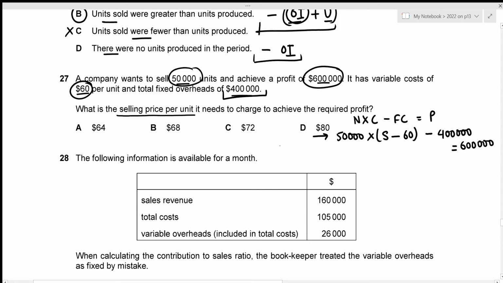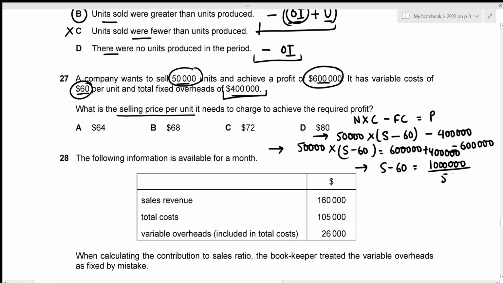Okay. Let's solve this equation. That is just going to be 50,000 times selling price minus 60 equals 600,000 plus 400,000. This means selling price minus 60 equals 1 million divided by 50,000. That is, selling price minus 60 equals 20. Which means that our selling price per unit is 20 plus 60, which results in the value of 80. This is the answer we're looking for, which is given in option D. This concludes question number 27.